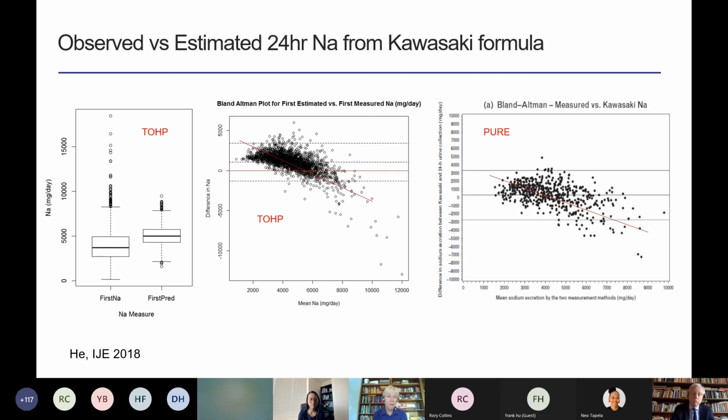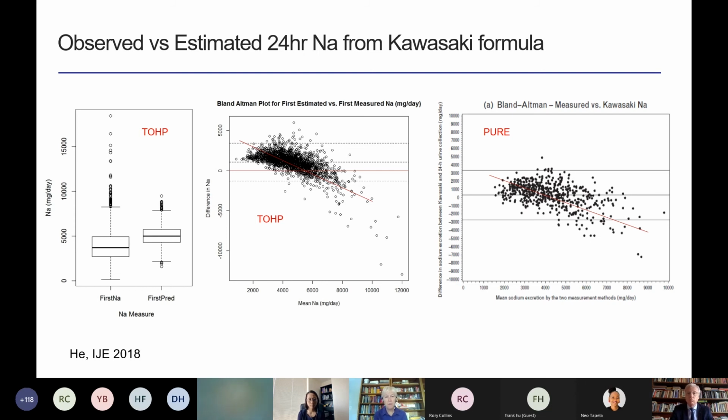So first of all, on the far right, you can see that the first predicted is that estimated from the Kawasaki equation. So on the left is the 24-hour excretion. On the right in that first figure is the estimated from the Kawasaki formula. And first of all, you can see that the levels are higher using the Kawasaki formula, and the variability is quite reduced. When you look at a Bland-Altman plot in the middle, you can see that there's a definite bias.